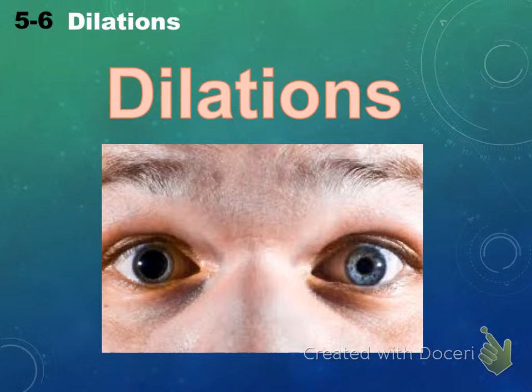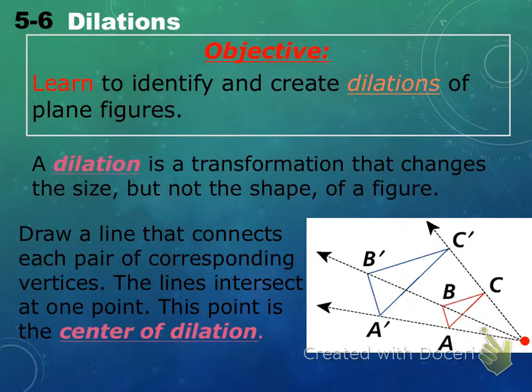This lesson is on 5-6, dilations. A dilation is when you take an object and make it either bigger or smaller, kind of like when an eye doctor dilates your eyes to make them bigger so that they can look into them better. So the objective of this lesson is to learn to identify and create dilations of plane figures.